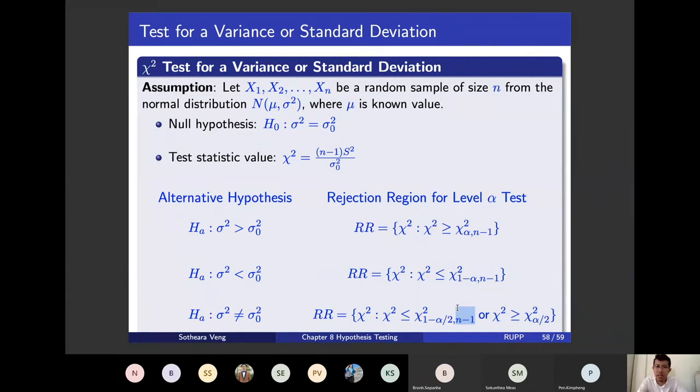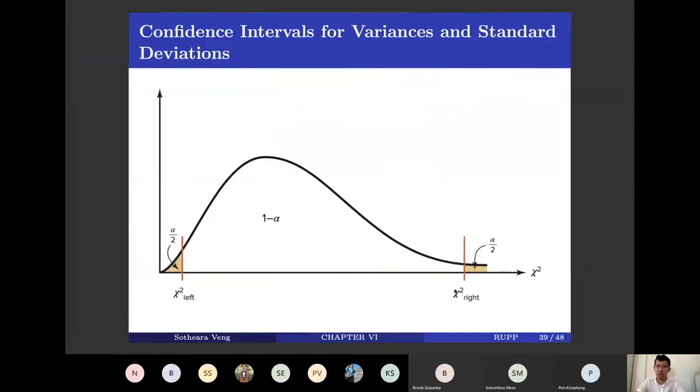If you look at this, everything is quite similar to the case of the test for the mean, except that we switch from the standard normal distribution or the t distribution to the chi-square distribution, and everything works in the same way. This is nothing but the critical value. Chi-square right or chi-square left, we refer to it as the critical value.